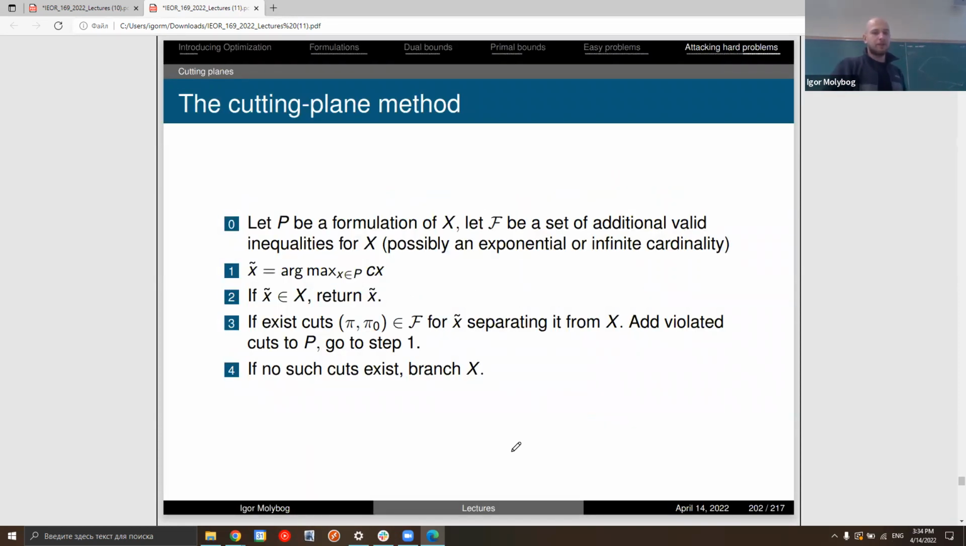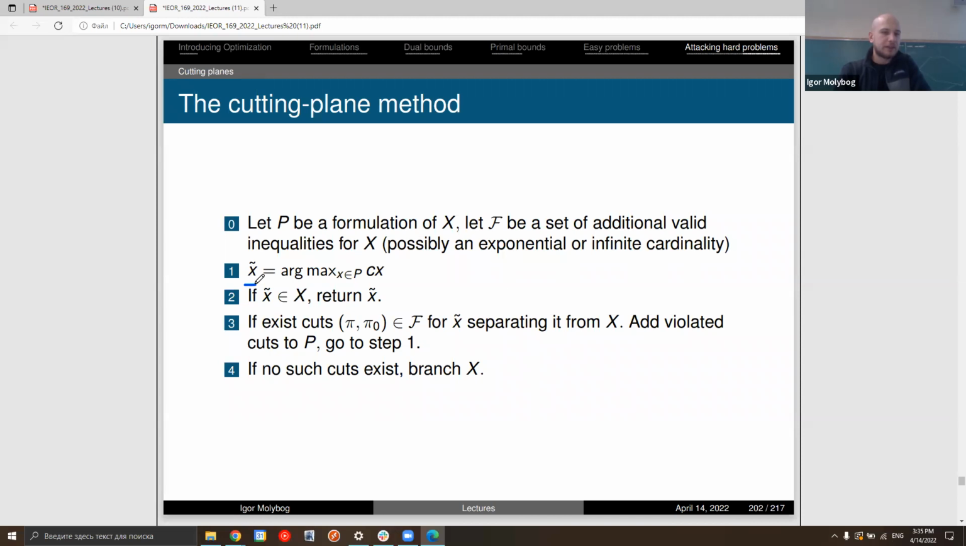So the cutting plane method is a way of solving an IP. Let P be a formulation of X and F be a set of additional valid inequalities for X. It could be exponential, it could be finite, it could also be of infinite cardinality. It could be just all of the valid inequalities. Realistically, normally the set is not infinite, it's just a finite set, but it's still quite difficult to search over it.